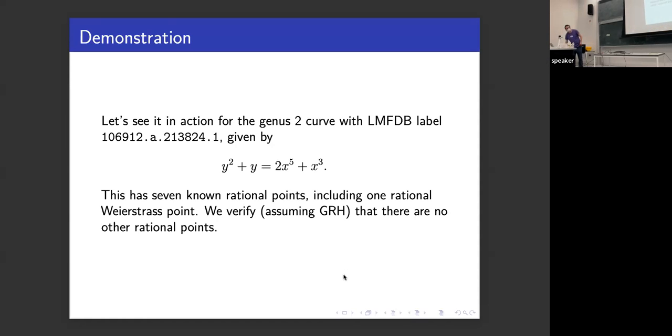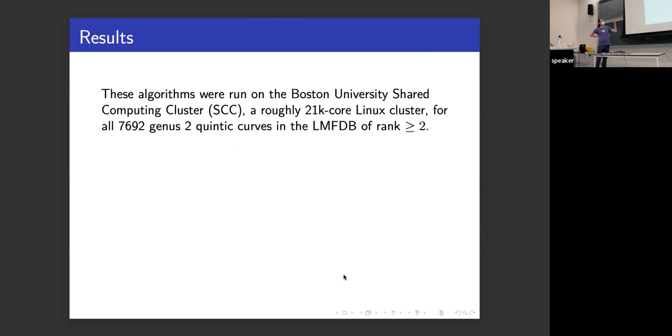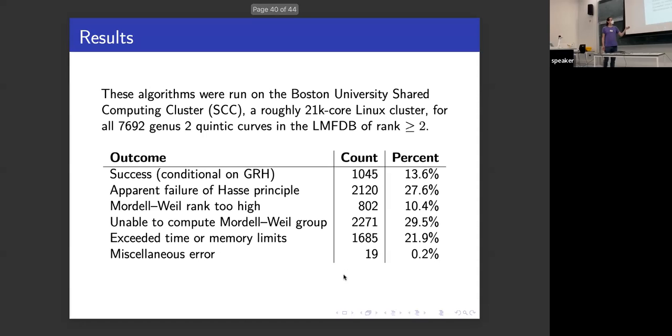Couple last remarks. In order to run this on a big data set, I took all 7,692 genus 2 quintic curves in the LMFDB that have rank at least 2. And I ran these algorithms on the Boston University Shared Computing Cluster, which is a roughly 21,000 core Linux cluster. And so I was able to run these at once, and here's the summary of the results. 13.6% of the time, assuming GRH, it just succeeds, no caveats.